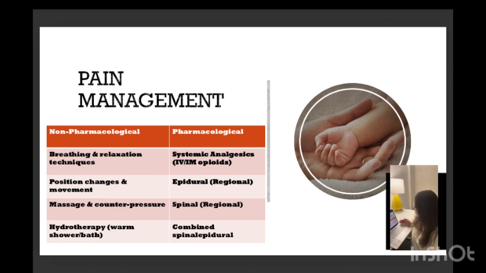Also epidural, spinal and combined spinal epidural, we also need to be careful with that. We need to insert 5 ml to 1000 ml to the mother, so she won't have a headache. And this is all about pain management.